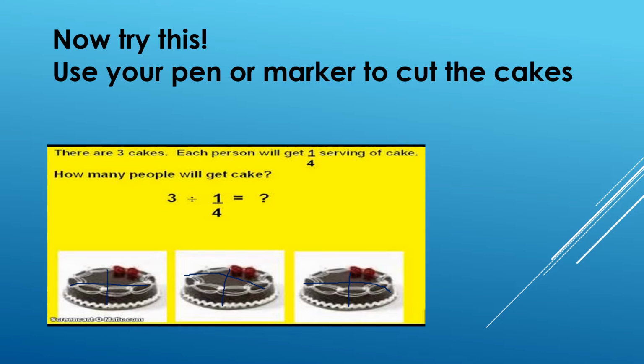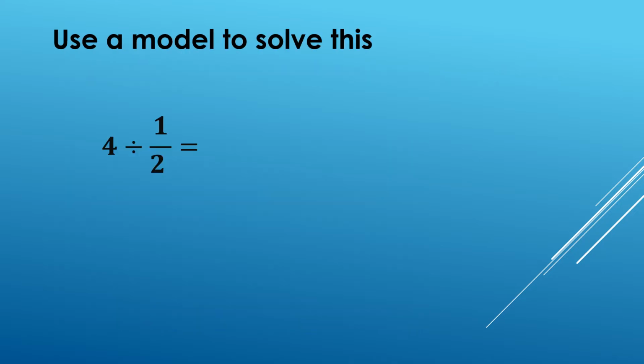So how many friends or how many people will get cake? Yes, you should count the pieces, right? You can easily count the pieces for each cake. So what's the final answer? Did you get that? Let's try. Excellent, 12 pieces, so it means 12 people can get a share. 1, 2, 3, 4, 5, 6, 7, 8, 9, 10, 11, 12. This is very easy.